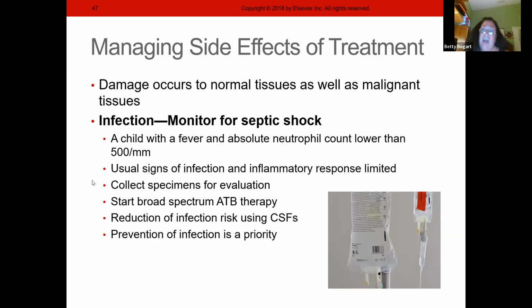So when we get a child who's less than 500, we are immediately going to collect all sorts of cultures, blood and mucus and urine, etc. But we're going to get those antibiotics in really quick, because we don't want them to get an infection, because they'll go into shock.